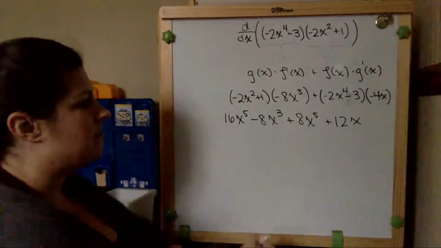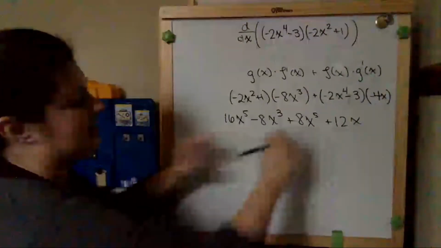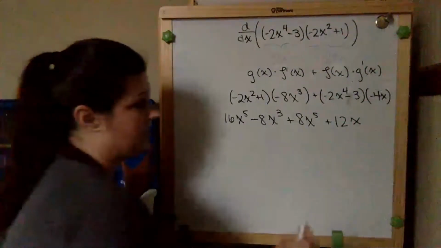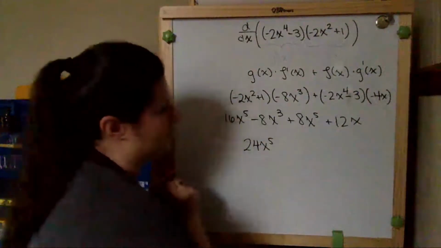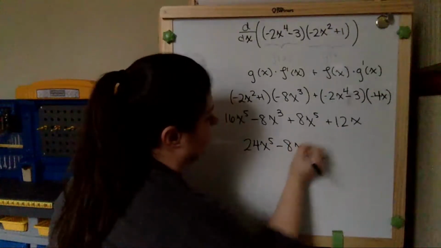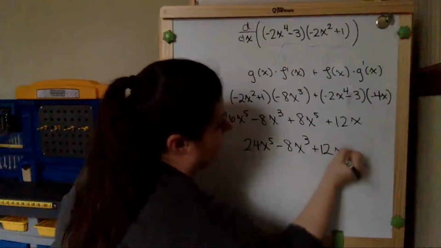And then lastly is combining those like terms. So the negative 16x to the fifth and the 8x to the fifth gives me a negative 8x to the fifth, minus 8x cubed plus 12x.